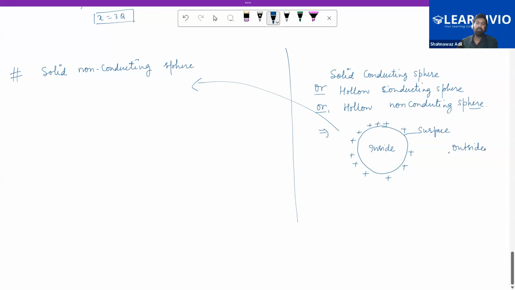So if I calculate the electric field applying the Gauss law, this you have already done. E inside is 0. Then E at the surface is KQ by R square, right? And then E outside is KQ by R square, right? So these are the three variations of the electric field.